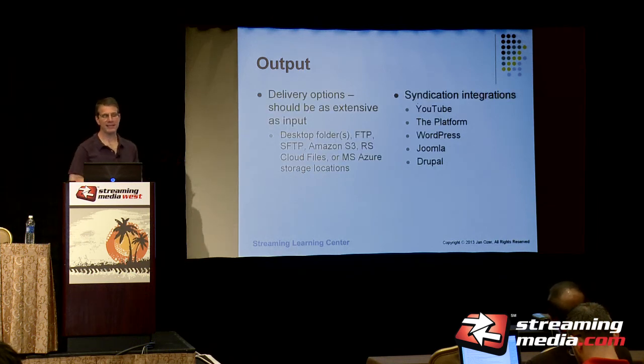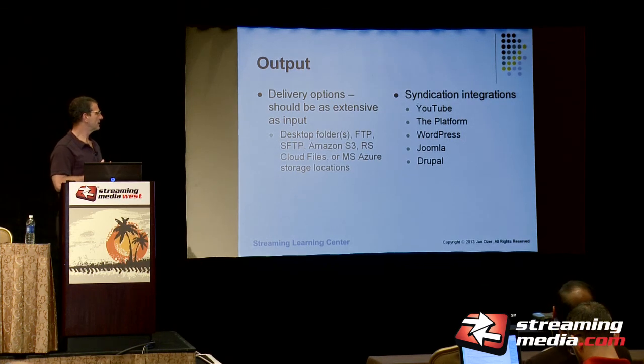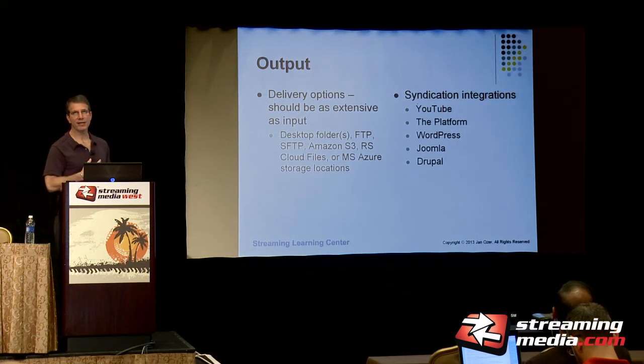Delivery options should be as extensive as the input, and they should also be able to syndicate with either other target platforms like YouTube and the platform, or integrate into your CMS, whether that's WordPress, Joomla, or Drupal. So again, the high-end encoding vendors can integrate with these on an API level. Some of the smaller newcomers may not be able to do that.